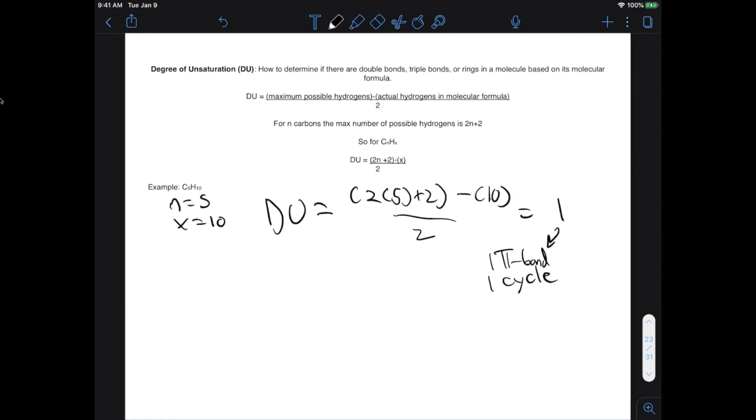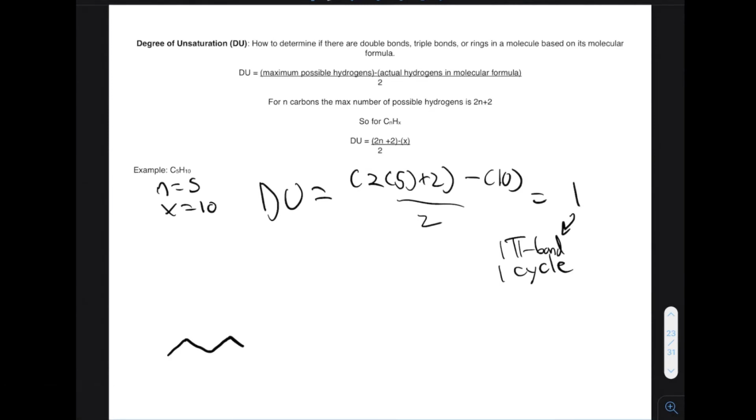So if we were to draw this out, 5 carbons, 10 hydrogens, with the line angle formula, we have our 1, 2, 3, 4, 5 carbons, but the number of hydrogens on it is 2 more than that. So we have 3 here, 2 here, 2 here, 2 here, 3 here, so that's 12. That's the maximum number of hydrogens, so that's not correct. And we know from the degree of unsaturation formula that there is 1 pi bond or 1 cycle.